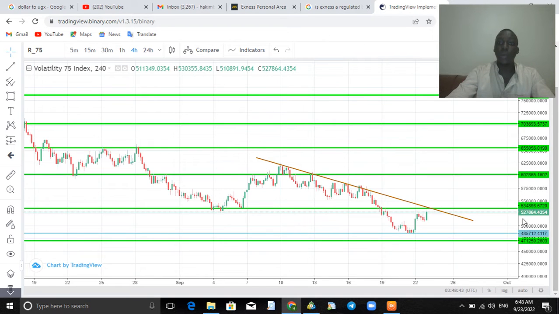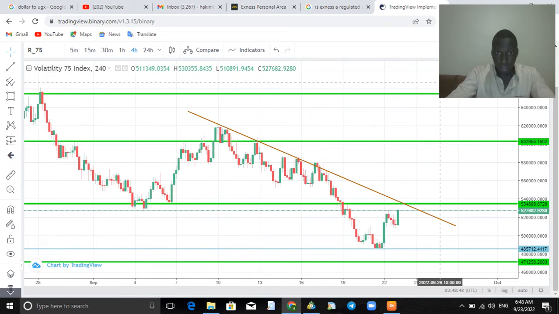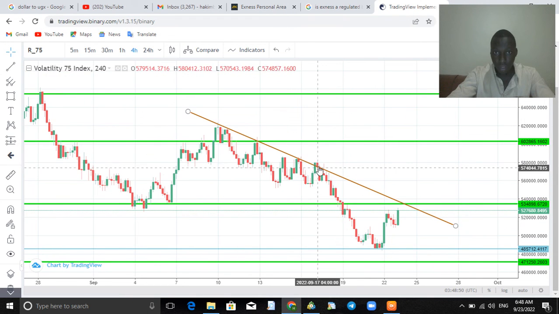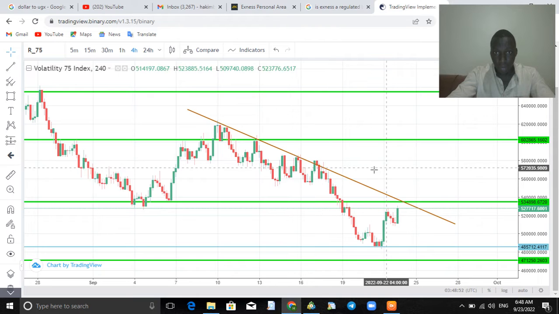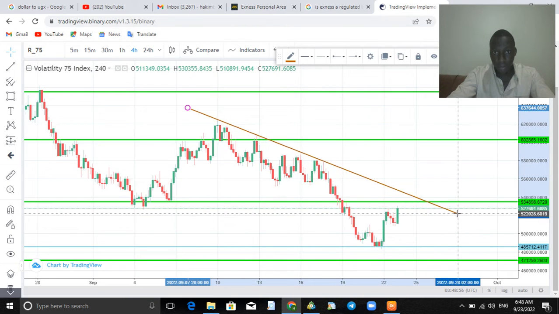Now when you scroll down to our four-hour time frame, because we want to see where this pair is heading, I'm going to zoom out in my four-hour time frame. I'm going to try to make this trend line of mine clear.